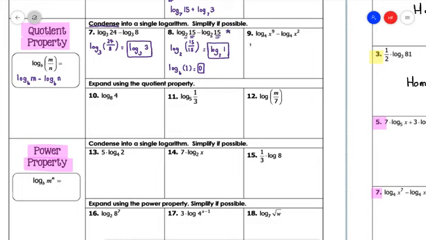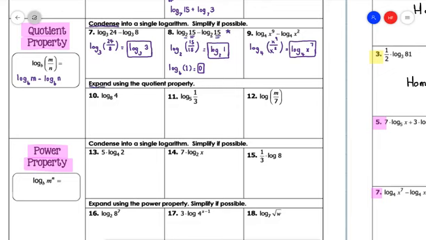Then on number 9, we're going to make sure they have the same base. They have both a base of 4. We're going to take x to the 9th power over x squared. And then we know that we subtract those powers, so we get log base 4 of x to the 7th. And then in that last property we're going to go over, we're going to talk about what to do when we have those powers.